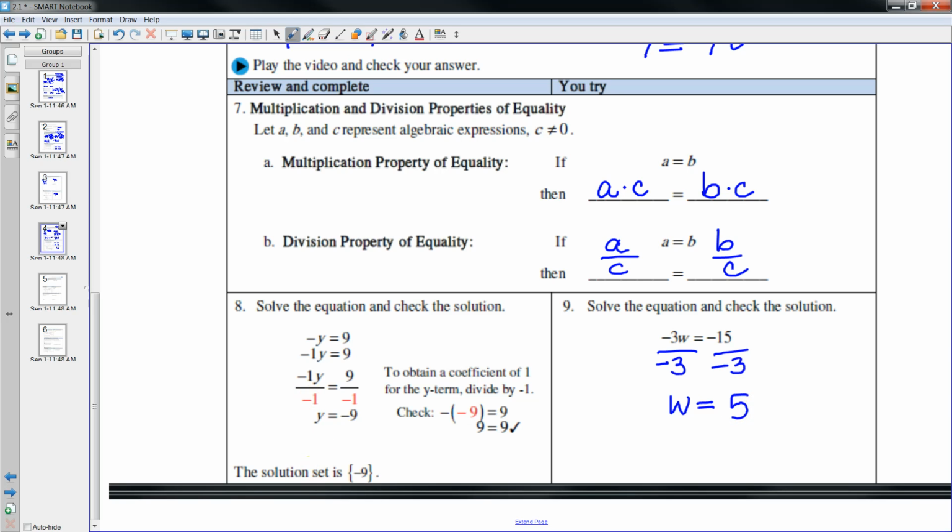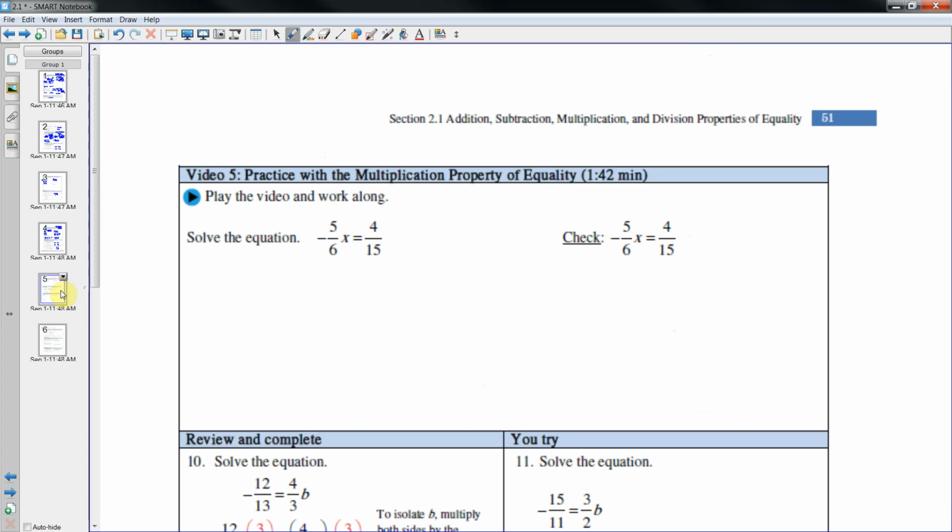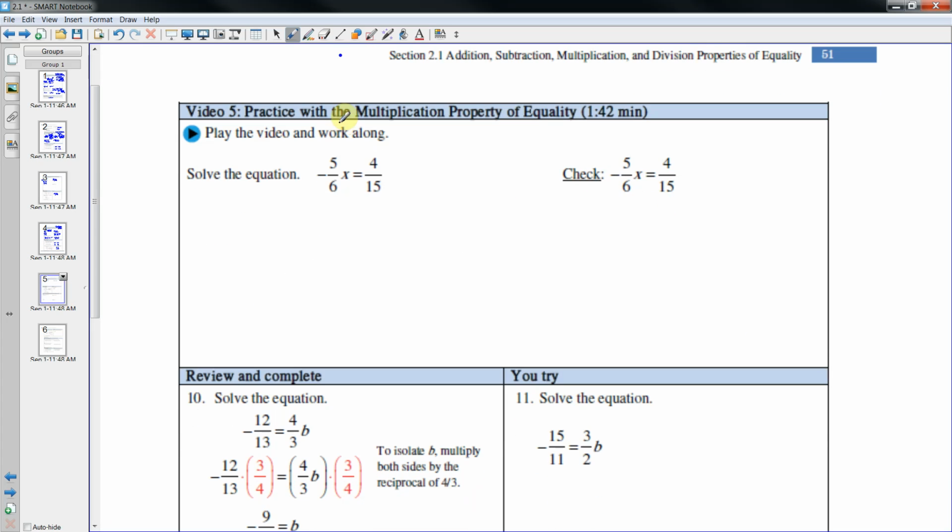Alright, moving right along. Here we have some fractions to practice. So if we have one fraction equals one fraction, we can cancel out a fraction by multiplying by the reciprocal.